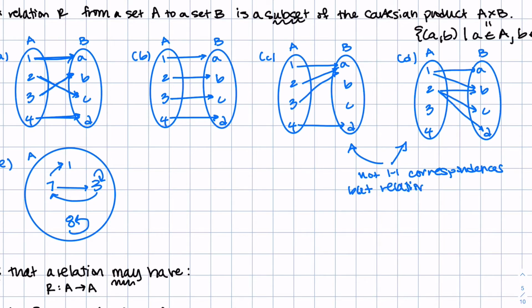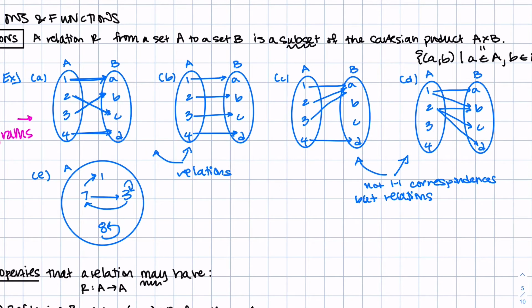So notice, and I think this came up before when we were talking about one-to-one correspondences, that nothing changed about the sets themselves, A or B, in any of these first four examples. But we have some examples of relations that are one-to-one correspondences and some that are not.